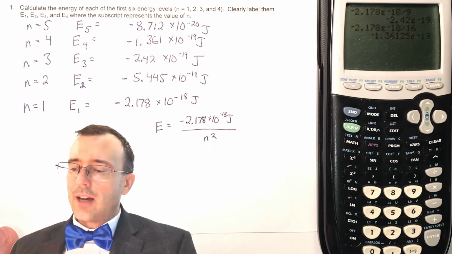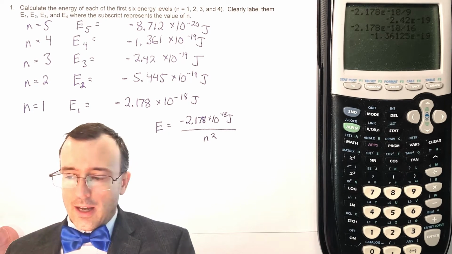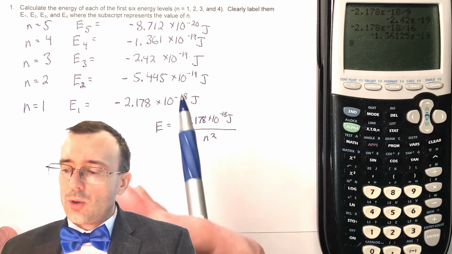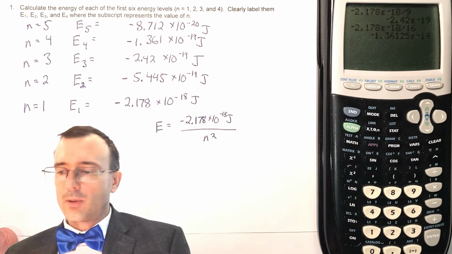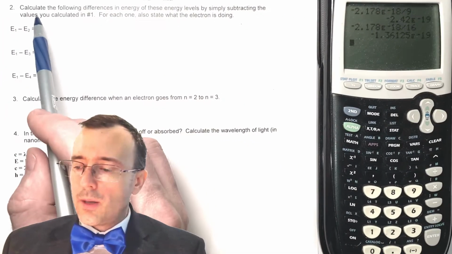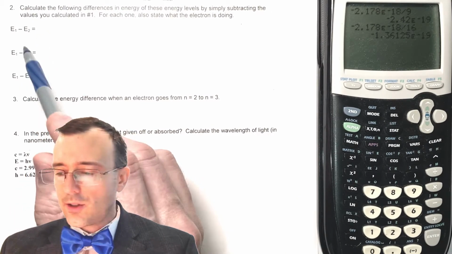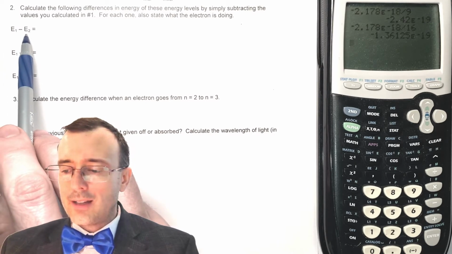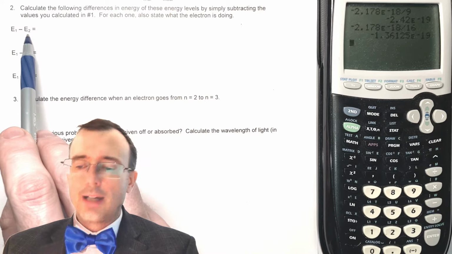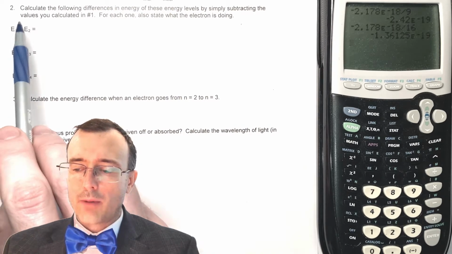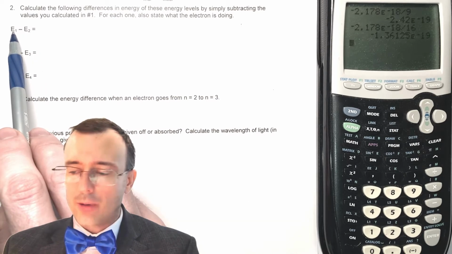So there we have the energy level values for the first 5 energy levels of hydrogen. And next, we're going to use these and see, well, what does that mean when the electron goes up or down? So number 2, we're going to do some energy level differences. So this is E1 minus E2. What does that mean? That means the electron's going from energy level 2 down to energy level 1. Remember, it's final minus initial, so it's when it goes from energy level 2 down to energy level 1.